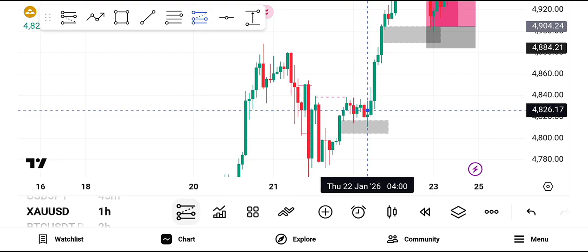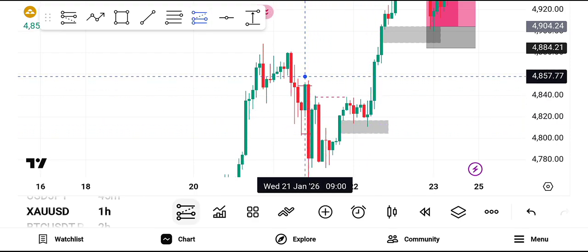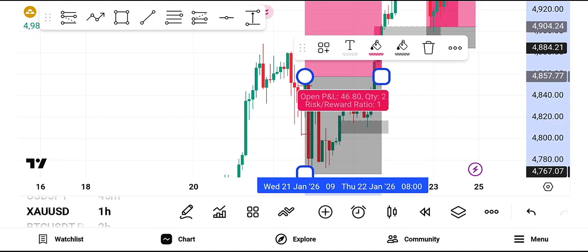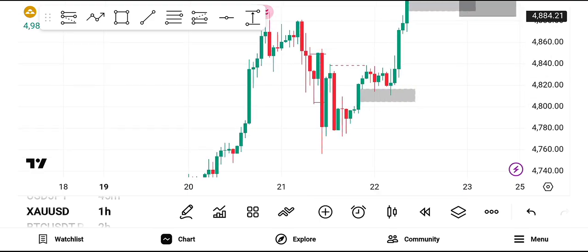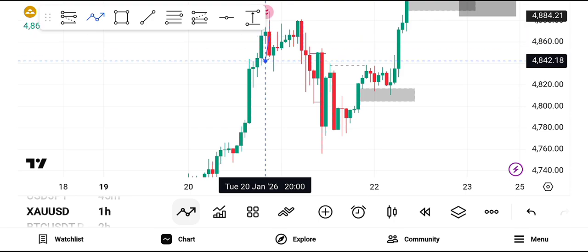Now, how did I enter this buy? Let me show you guys what happened. So the market was temporarily selling from this particular zone here. Just a minor, not even a sell. What do we call this? This is just a retracement.